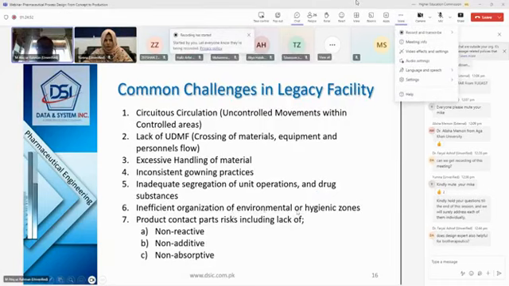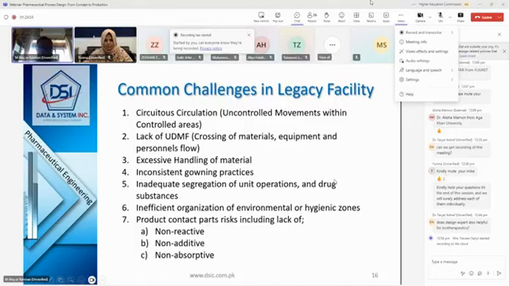Inefficient organization of environmental or hygienic zones. Hygienic zones are the HVAC zones. Most of the plants that exist were developed 15 or 20 years ago, and do not have enough capability to maintain the hygienic zone requirements of today's GMP.